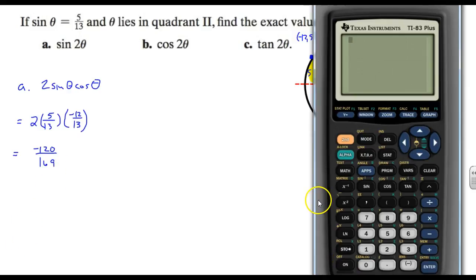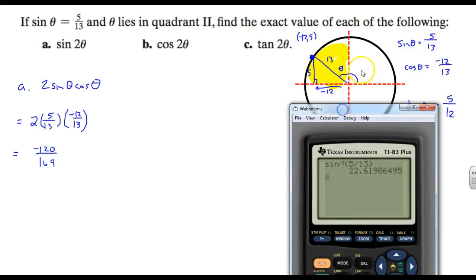Now, a calculator can help with this somewhat. You've got to be able to think on your toes. But if the sine of theta is equal to 5/13, I can do arc sine of 5/13, and that'll give me the angle. Now notice the angle that it gives me, this is 22.61 degrees. But that would be in quadrant 1. Remember, arc sine can only give you quadrant 1 or quadrant 4, this if it's a positive angle, this if it's negative.